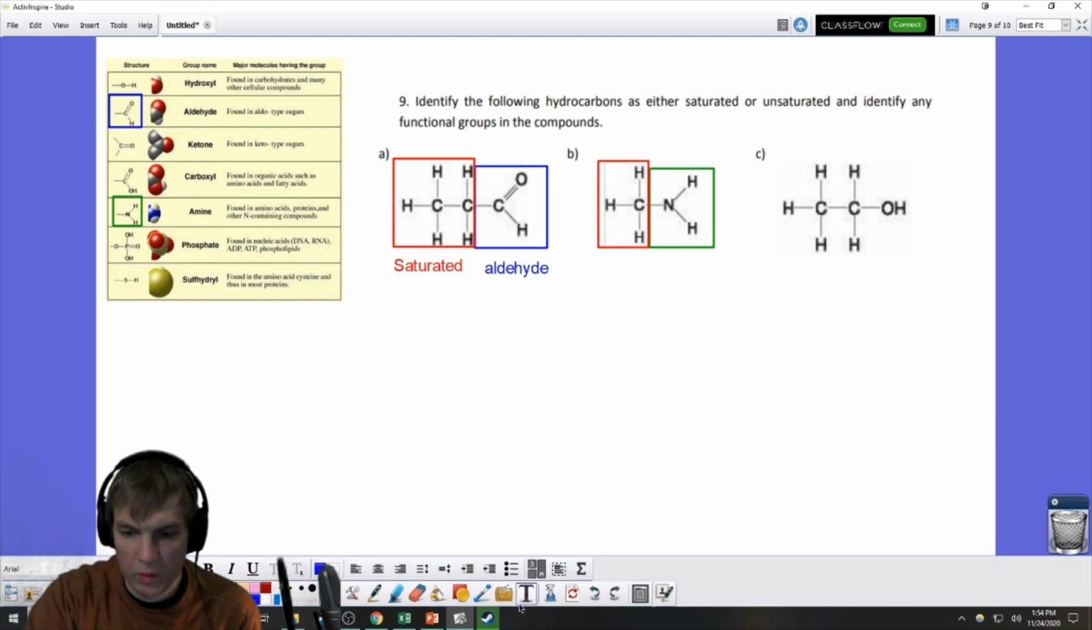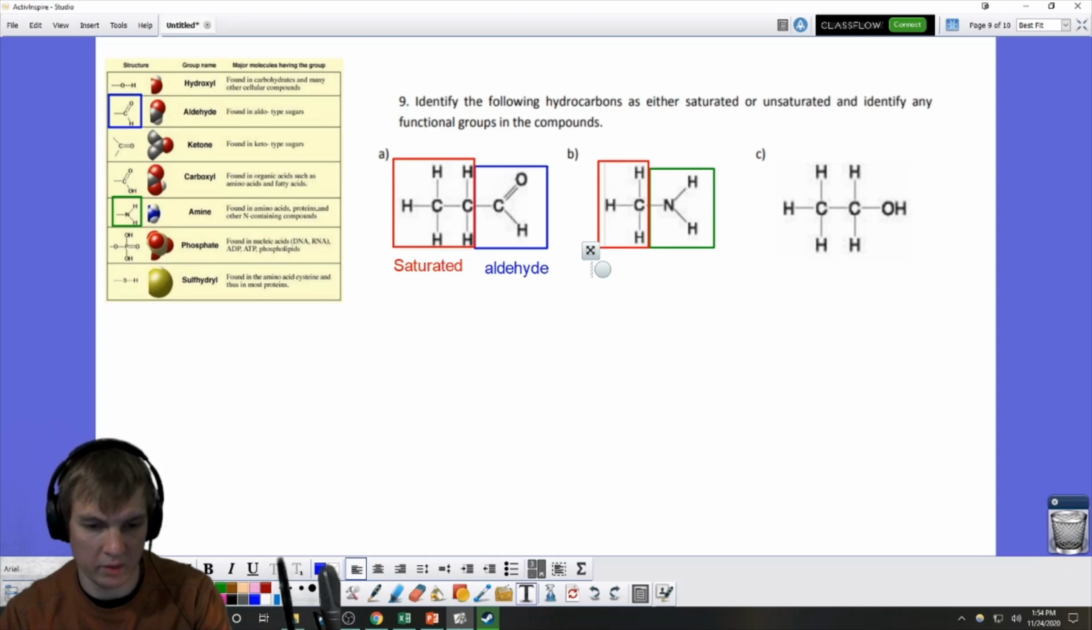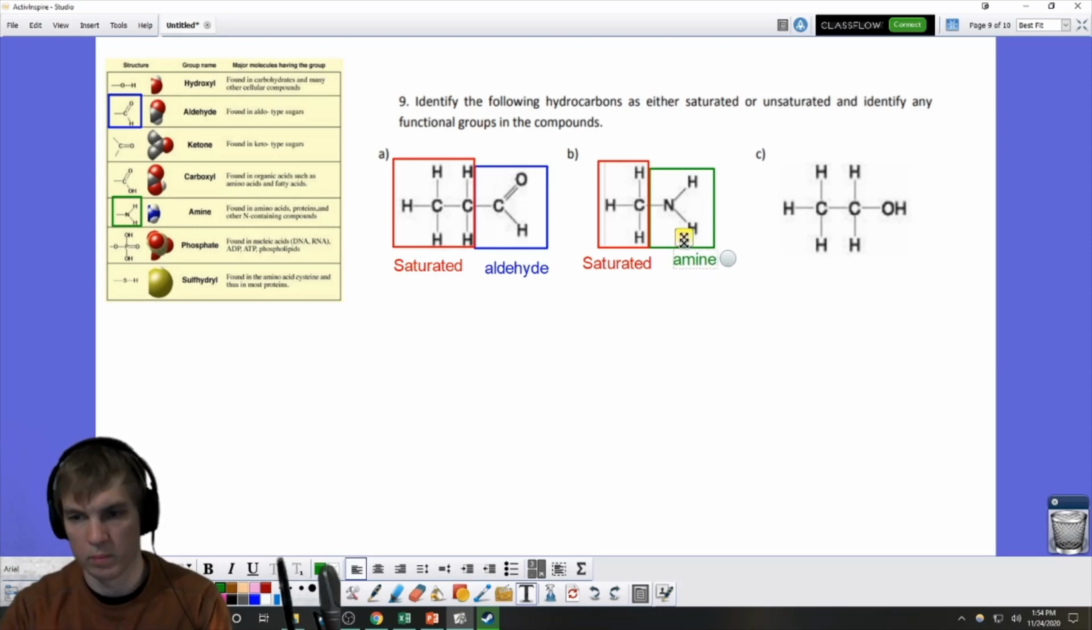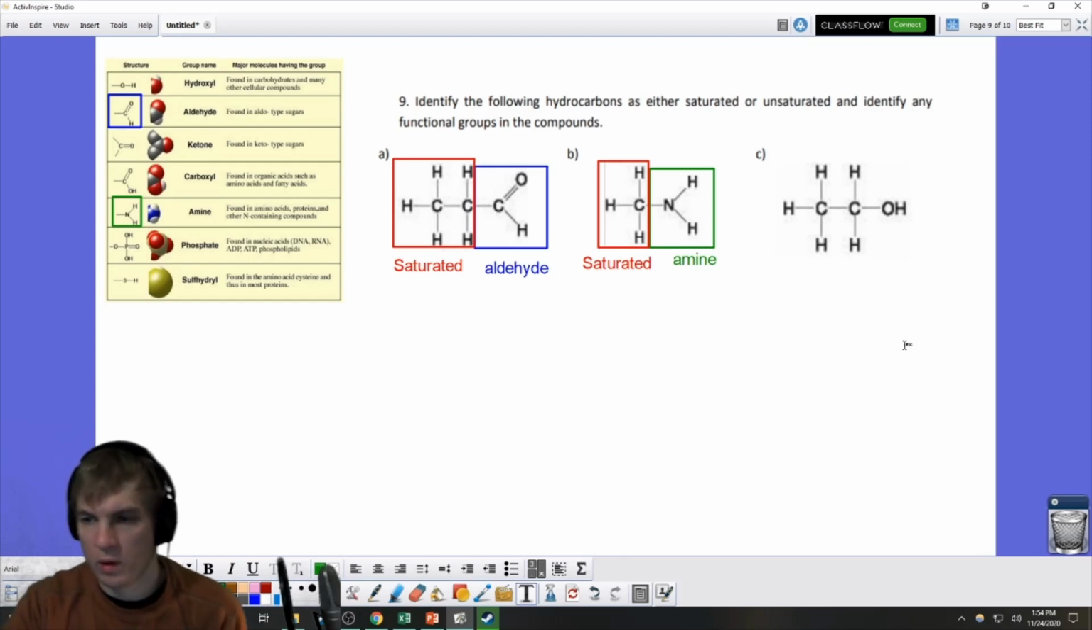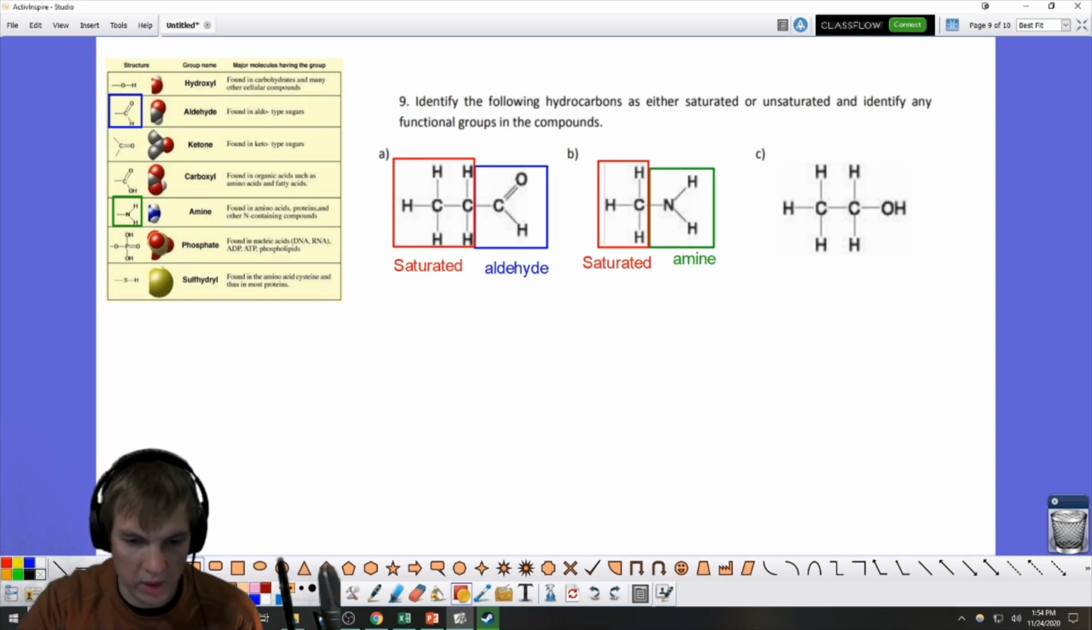Okay, so is this part in the red saturated or unsaturated? This is going to be saturated. So let me make sure I have the right color here. Saturated. And then the part in the green, once again, if I match it up to the functional group, that is the amine group. All right, and the very last one here, we'll do one more color. Let's say we'll do orange. That's this at the very end.